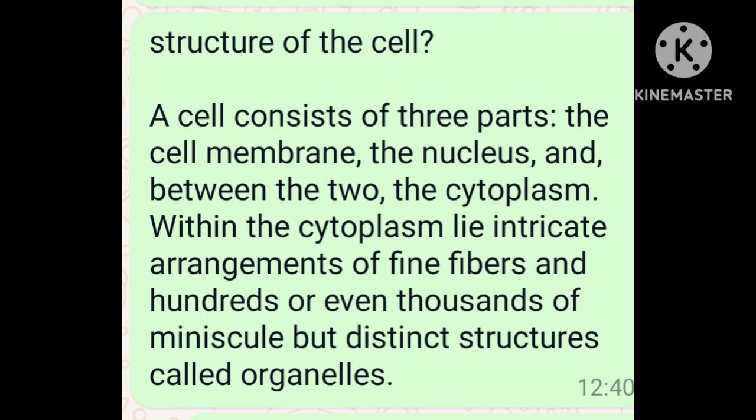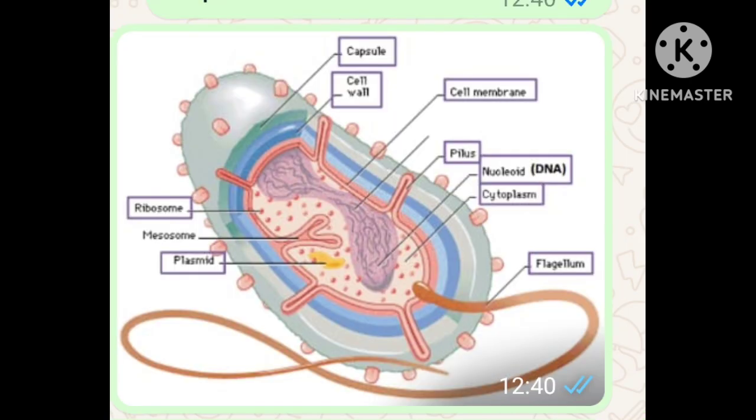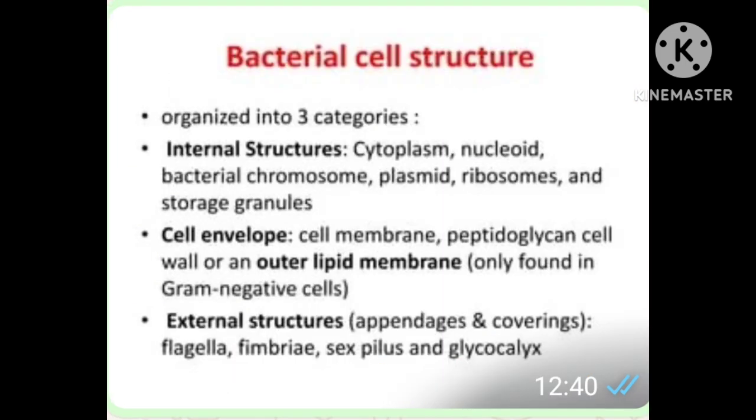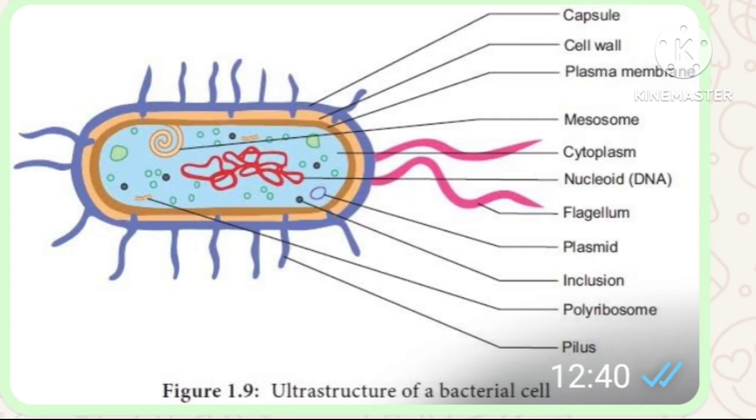Here the diagram of the bacterial cell wall is also there. Then you have to draw the diagram and label it. Bacterial cell is organized into three categories: internal structure, cell envelope, and external structure. Internal structure means cytoplasm. Then you have to go through this.